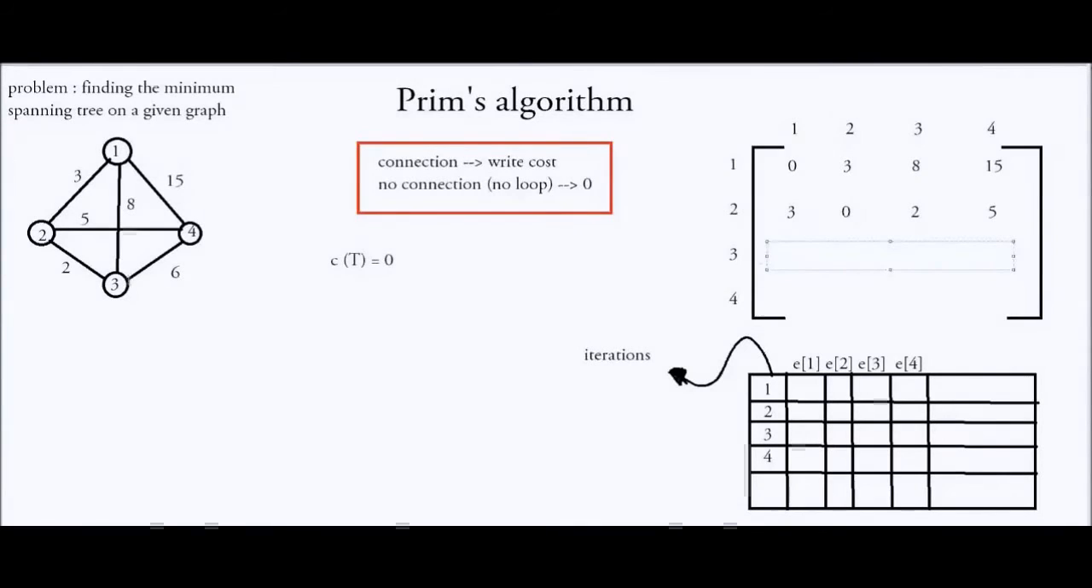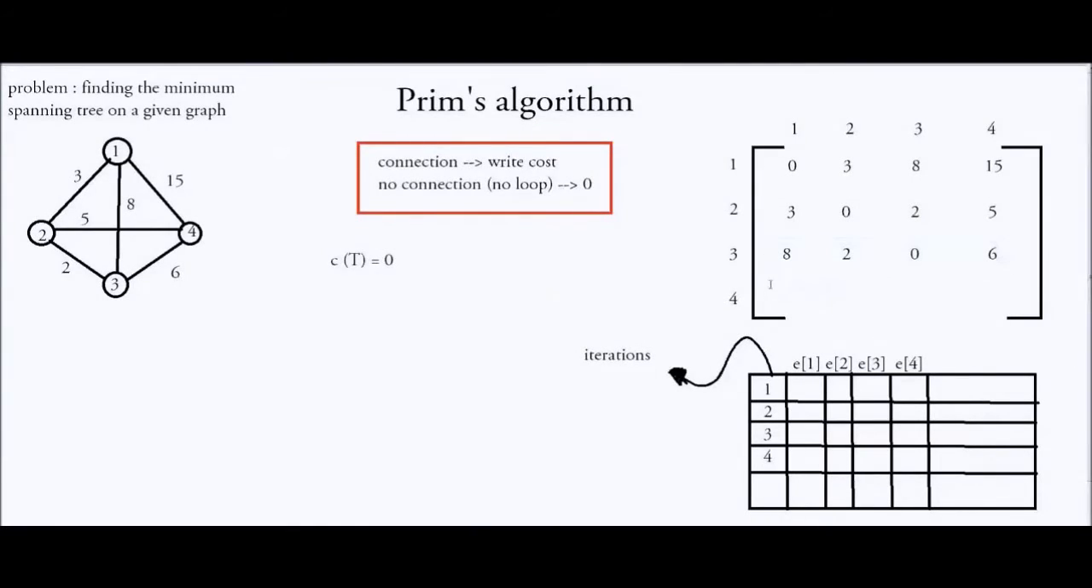And then we have the third row for the third node. From 3 to 1, we got a cost of 8. Then from 3 to 2, we have a cost of 2. And then 3 to 3 again, as you can see, we do not have a loop right here, so you write 0. And 3 to 4, you're going to write 6 because this is the cost.